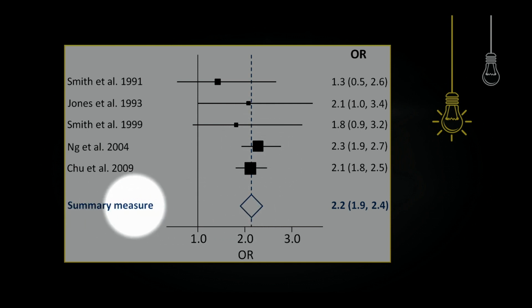This summary measure is a summary statistic looking at all this data, and we combine it into one. They're saying that the likelihood, the odds ratio, is 2.2 with a confidence interval between 1.9 and 2.4.